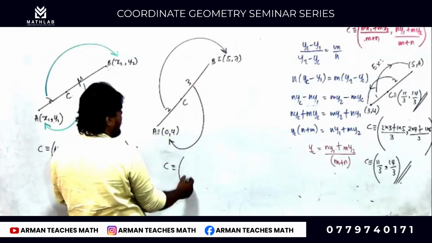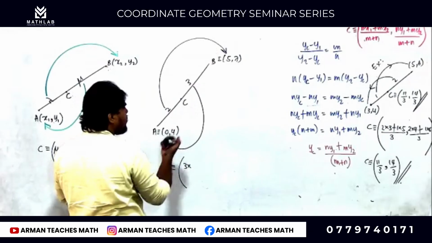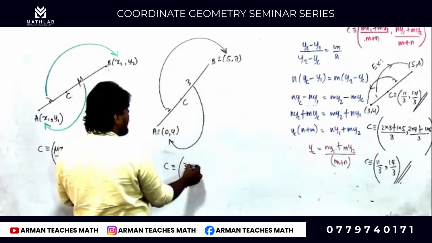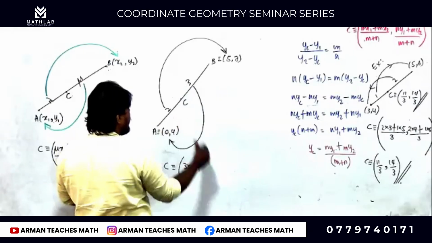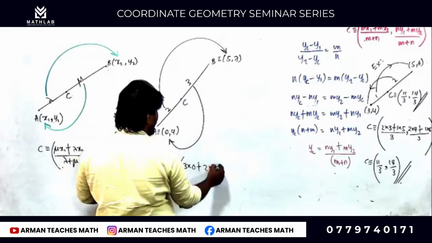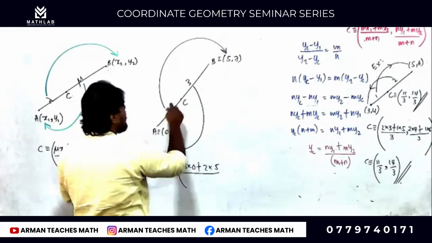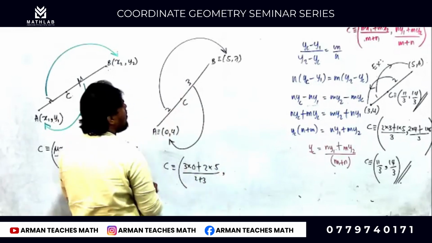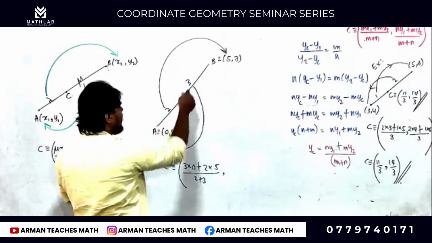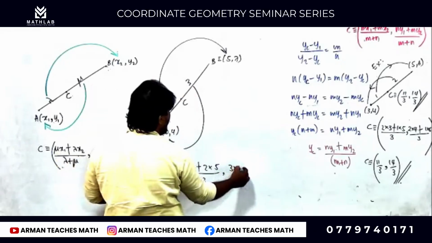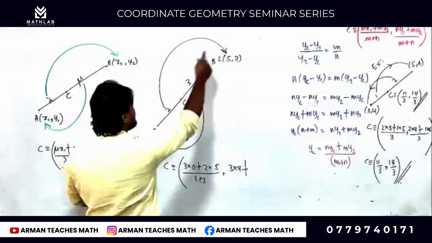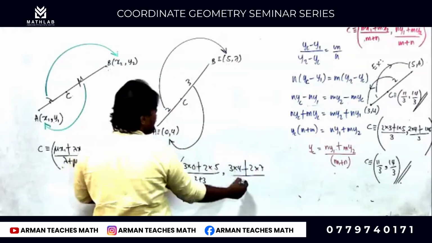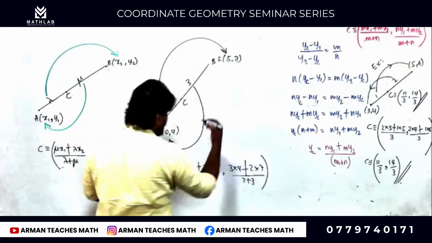3 times this point's x coordinate, 0, plus 2 times this point's x coordinate, 5, divided by the sum of these two, 3 plus 2. When we find the x coordinate, we only take the x coordinates. Now the y coordinates: 3 times this one's y coordinate, 4, plus 2 times this one's y coordinate, 7, divided by 2 plus 3.